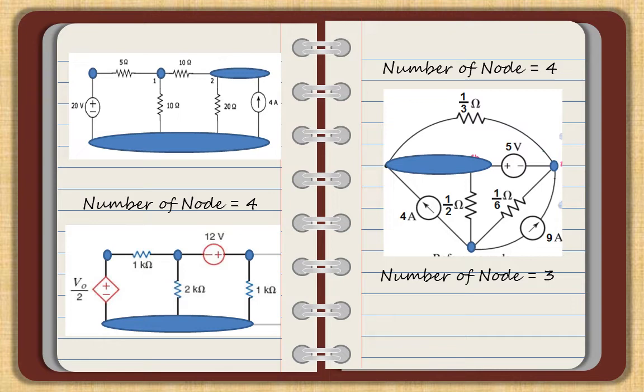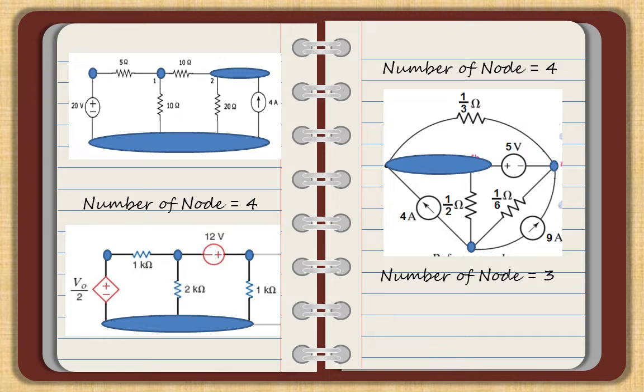So in nodal analysis, you should know how many nodes are in the circuit, because these nodes will tell you how many unknowns and how many equations you can get in this circuit.